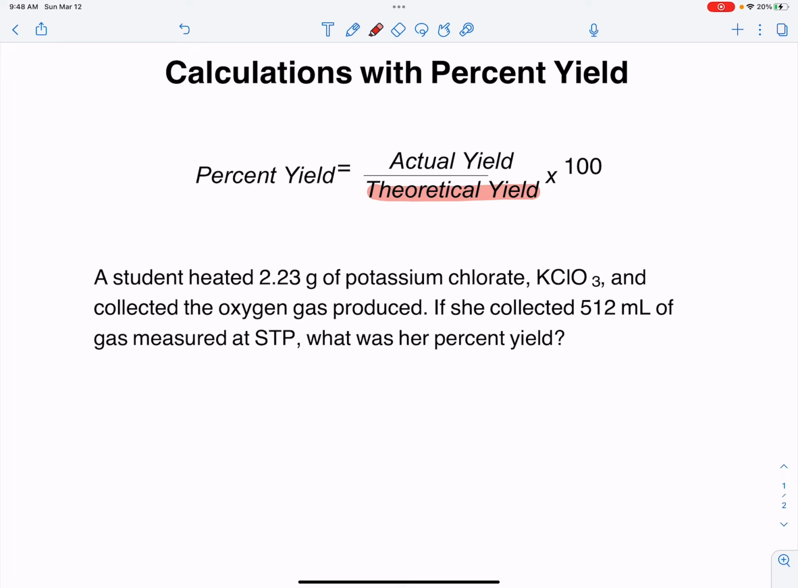You expect to get a certain number of cookies when you bake cookies, if you follow the recipe, but when you actually finish baking, the number of cookies you have is probably a little different from what you expected. So your actual yield is different from the theoretical yield. To get the percent yield, you just take the actual yield, divide by the theoretical, and multiply by 100.